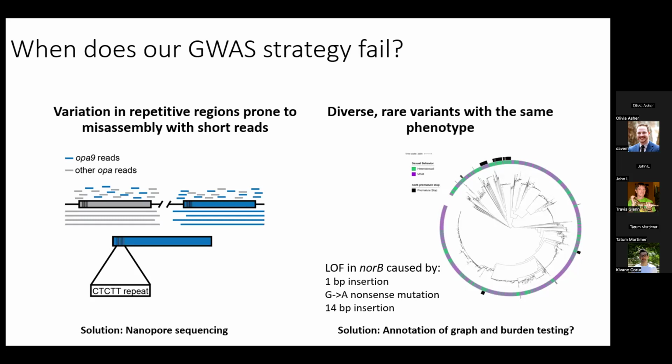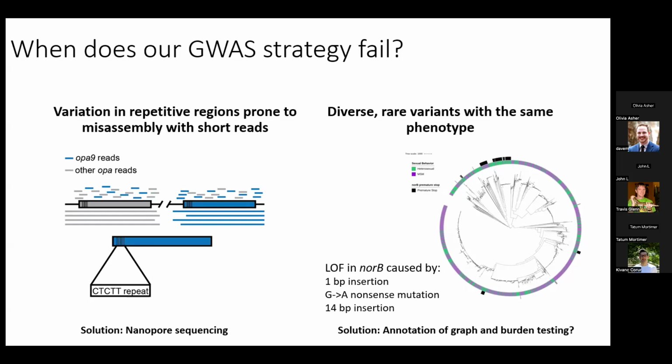And so, something that I am thinking about and would be really excited to work on if anyone in this room is also interested is trying to actually annotate that graph that we're creating our unitigs from, and combining those unitigs based on the predicted functional effect, like combining all the unitigs that might be associated with a premature stop codon or non-synonymous mutations in particular domains of proteins.